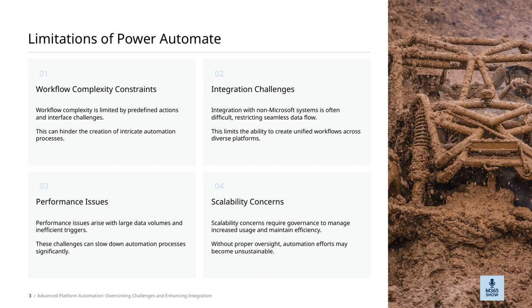Next, performance issues can really become a bottleneck. When we're working with large volumes of data or inefficient triggers, automation can slow down considerably. This can affect the overall efficiency and responsiveness of our processes.